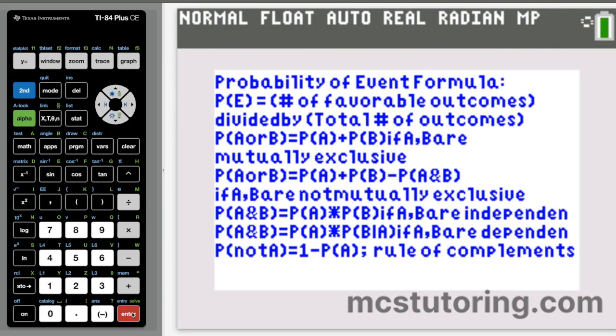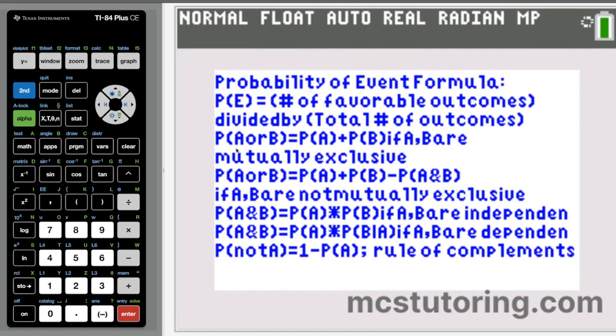Probability of events. We have the probability of E is the number of favorable outcomes divided by the total number of outcomes. So for instance, the typical example is if you have 3 green marbles in a jar of 10 marbles, you have 3 of the marbles that are green divided by 10 marbles. So that would be 3 over 10, which is 0.3.